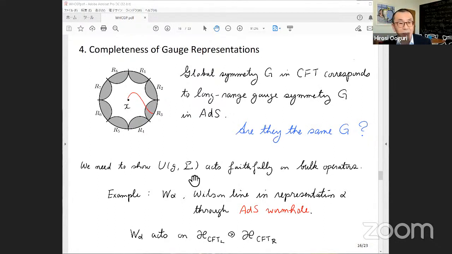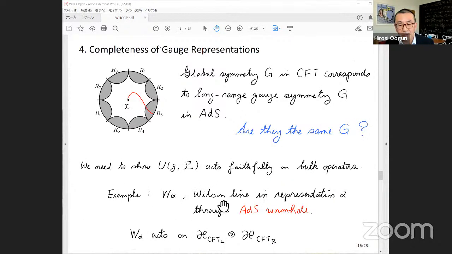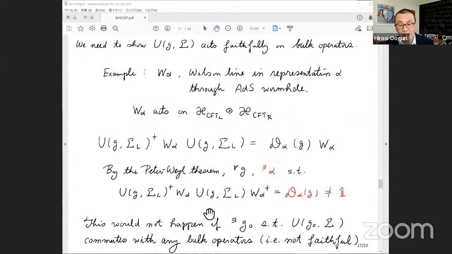Here is a demonstration of this. Suppose you have an AdS black hole with a wormhole connecting the two sides. Then you can have a Hilbert space that is a tensor product of the Hilbert spaces of the conformal field theories. If you consider a Wilson line going through the wormhole, it acts on both Hilbert spaces. One can show that this Wilson line with representation alpha acts as representation alpha on one side of the conformal field theory and on the other side. You can show that for any element of the group, you can find a representation for which this does not commute with the group action. That means you can faithfully represent this symmetry on the boundary in terms of this Wilson line operator.